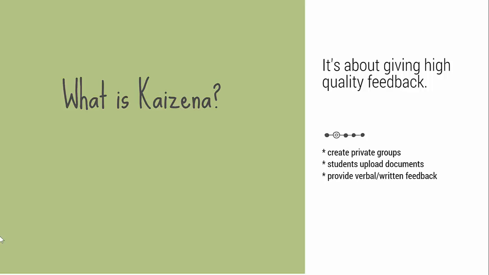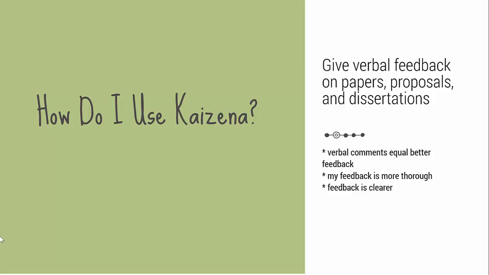And like I said, students upload documents to the system, and as the instructor, I'm able to give them verbal feedback, written feedback. And what's nice about it is I can highlight a section of the paper, a sentence, a word, a paragraph, whatever, and then I can leave verbal or written feedback on it, and then it's tied directly to that spot. So the student knows exactly what portion of the paper the feedback is tied to. It's really easy. So how do I use it?